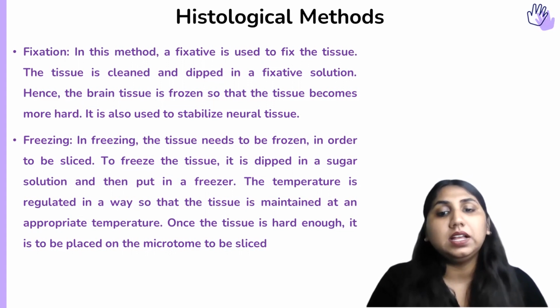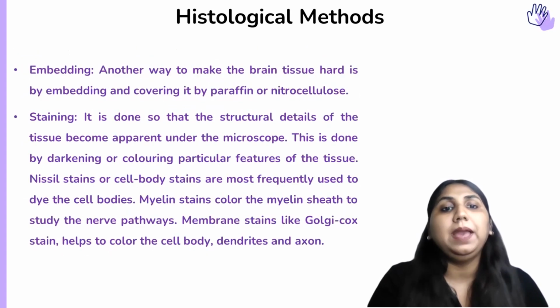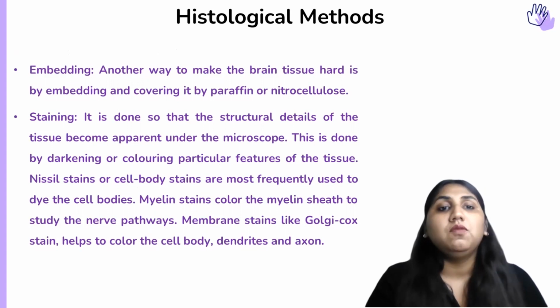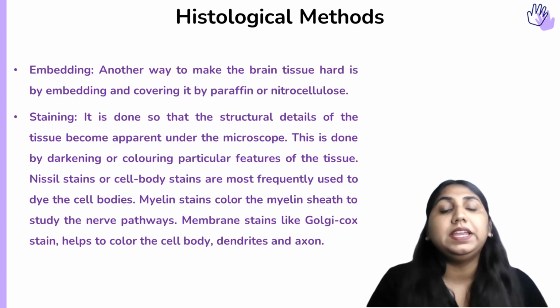Next comes embedding. Embedding is another histological method. It is one of the ways to make the brain tissue hard, by embedding and covering it in paraffin or nitrocellulose. You know what paraffin is? It's a type of wax. So often this is used to harden the brain tissue. Once the tissue is hard, we cut it using a microtome. A microtome is a slicing device.